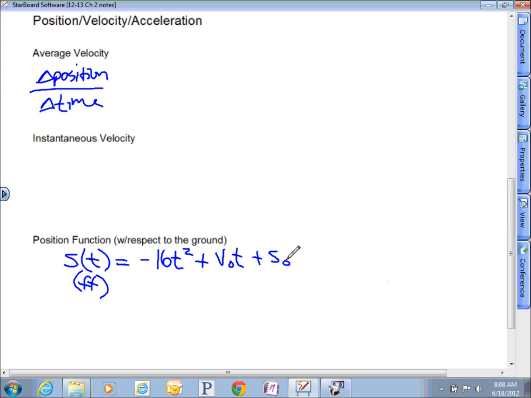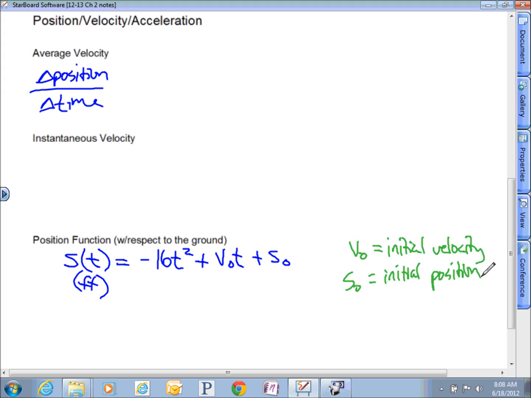What's the v sub 0, or the v naught thing? Well, v naught is your initial velocity at time 0. V naught, initial velocity. And s naught, s sub 0, is your initial position. And again, what we're working on is relative to the ground. So how high or low was this thing tossed from?